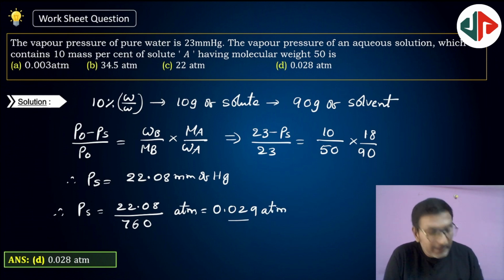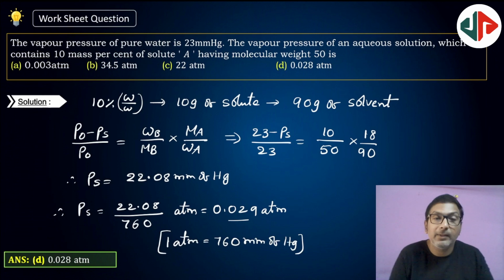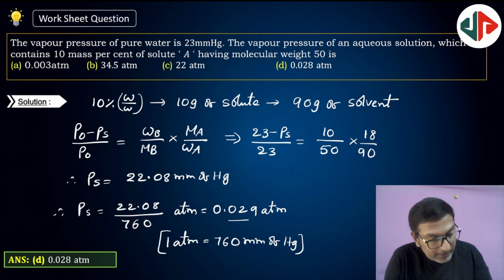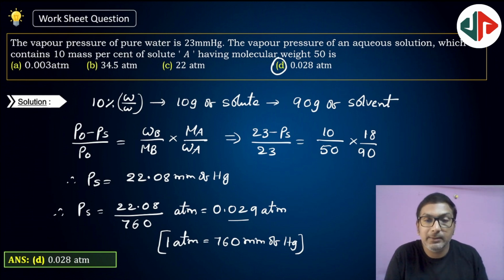So we know the relation. So 1 atmosphere equal to 760 mm of Hg. So therefore option D, 0.029 approximately. Next.